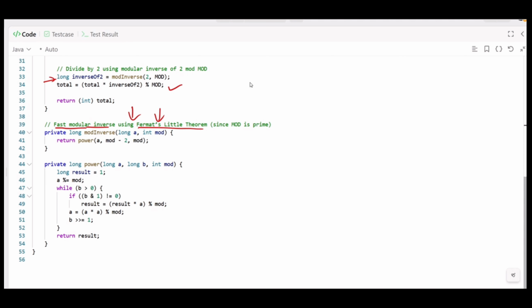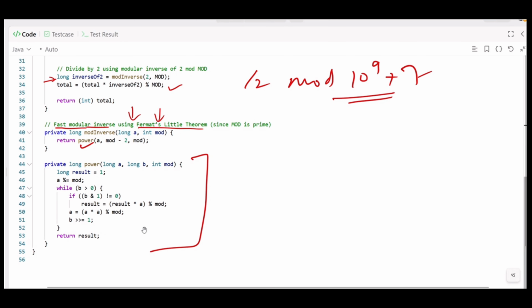So the safe way will be to divide by 2 and then take the mod, whatever comes, right? The compute we have to do is divide by 2, and the mod was 10 to the power 9 plus 7, right? So we want to divide under the modulo, and for that we have to use this Fermat's little theorem. Okay, understand? To do that, internally we have to call the power function. Okay, and this is your power function.